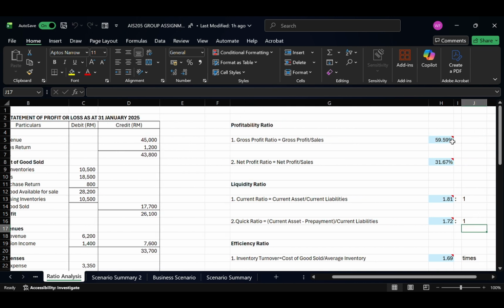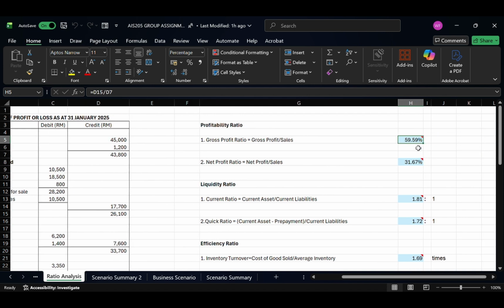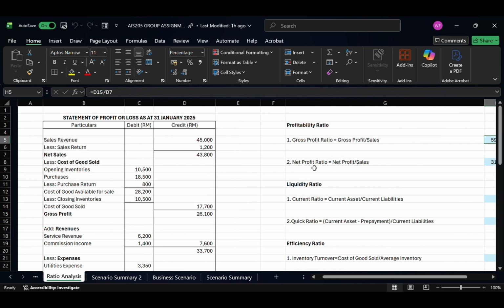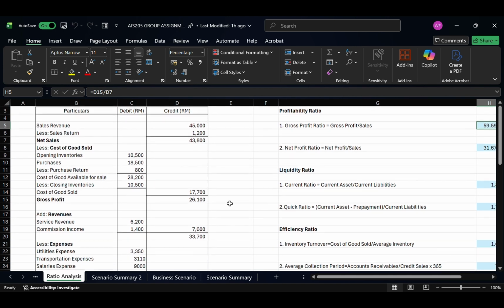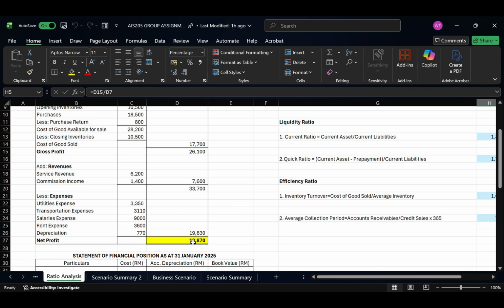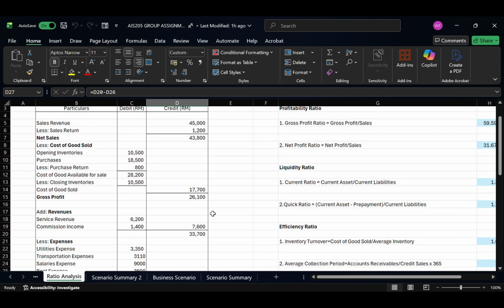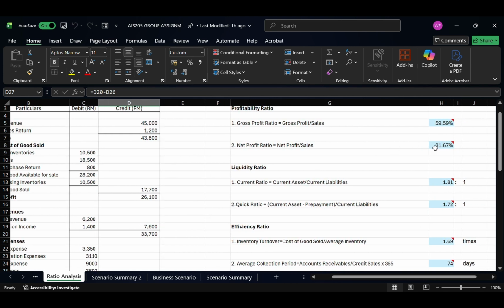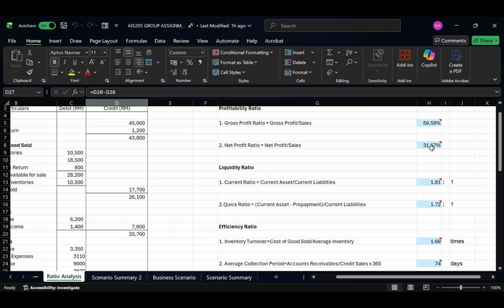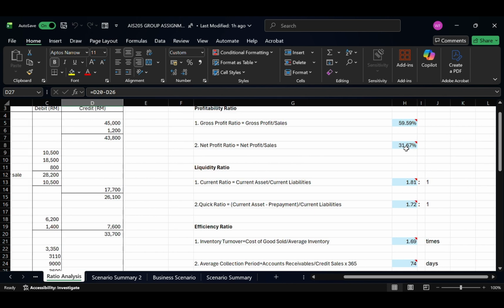Here we got 59.59%, which indicates that for every 1 ringgit of sales, we will get 60 cents of gross profit. And the second one, net profit ratio, we divide the net profit by sales. As you can see from here, we divide the net profit by sales. Here we got 31.67%, and it indicates that for every 1 ringgit of sales, the company obtained 32 cents of net profit.